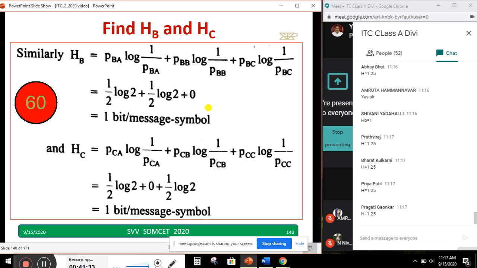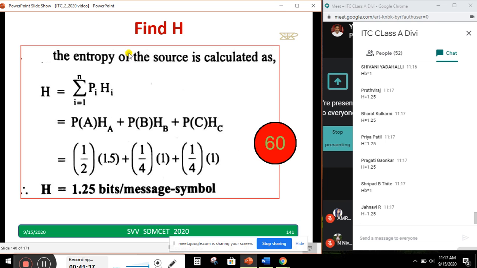I got 1 bit per message symbol. HC, I got 1 bit per message symbol, and H equal to, majority have given the answer, it is 1.25 bits per message symbol. Jahnavi, Shripad, I think H equal to 1.25 is correct. Charan, Abhishek Kulkarni, 1.25. Majority have given the answer 1.25. Geeta, Adnya, 1.25. Majority have got the same answer. Rohit, Varsha, Vidya, Karthik, 1.25.